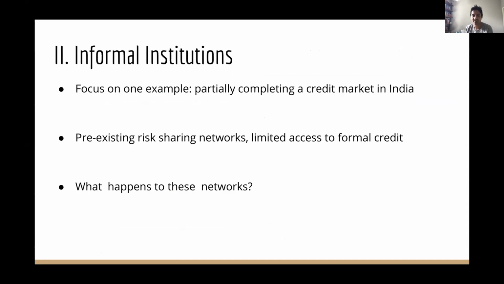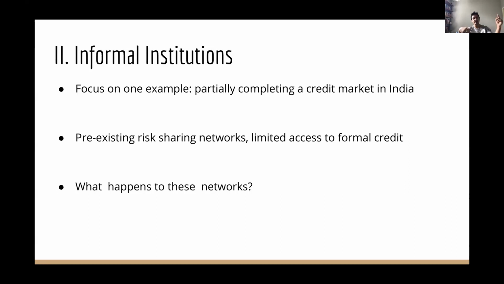All right. Informal institutions. There's lots of examples of this. You could range from financial institutions, risk sharing, public goods, whatever. I'm going to focus on one example here: partially completing a credit market in India. The idea is there are pre-existing risk sharing networks. So there's limited access to credit. So we have a graph. We know who exchanges money with whom.